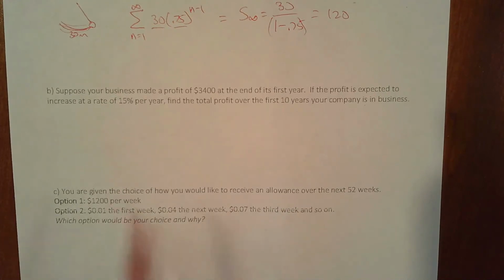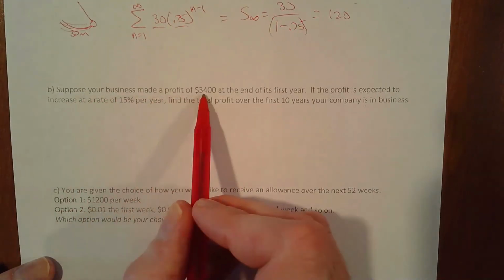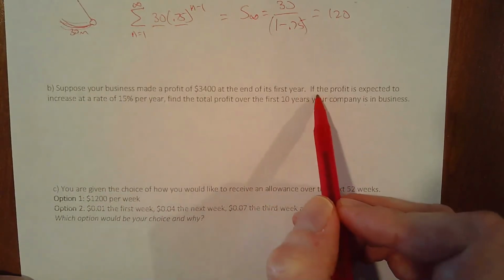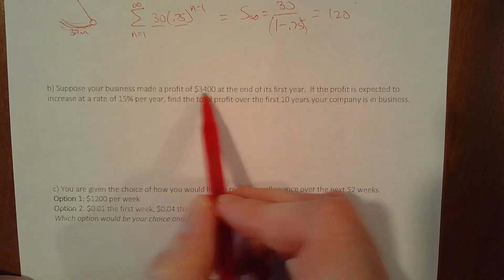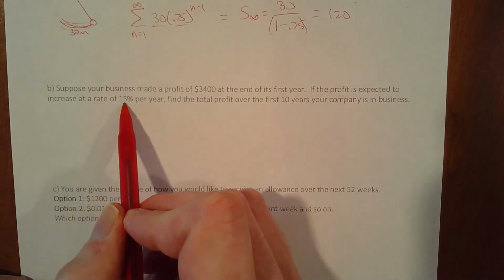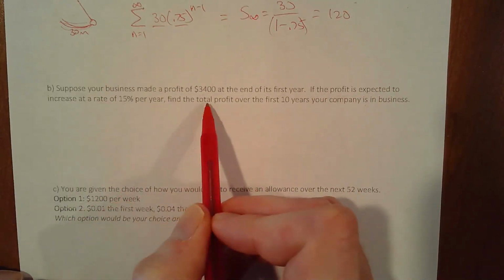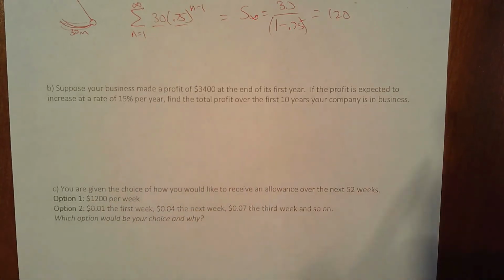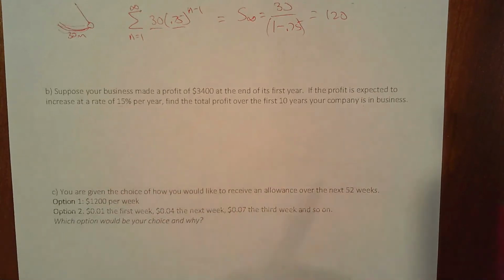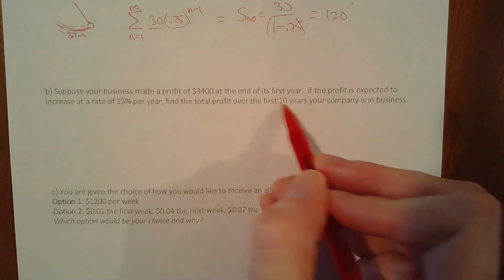Suppose your business made a profit of $3,400 at the end of its first year. Yikes. Must be a coronavirus year. If the profit is expected to increase at a rate of 15% per year, find the total profit over the first 10 years. So this is geometric because it's going to be multiplied by the same common ratio every time, but it's finite because it's only for 10 years.